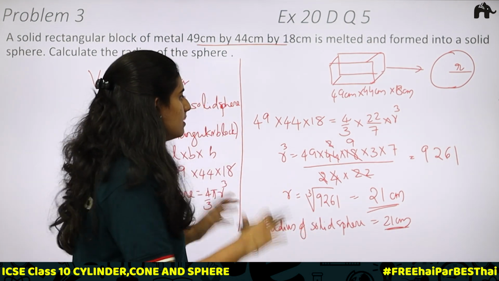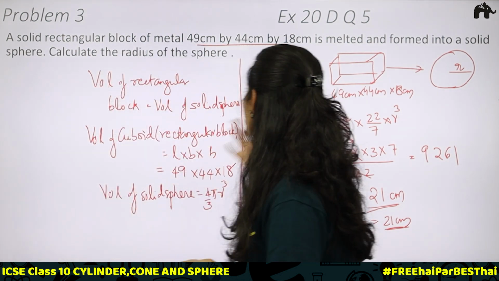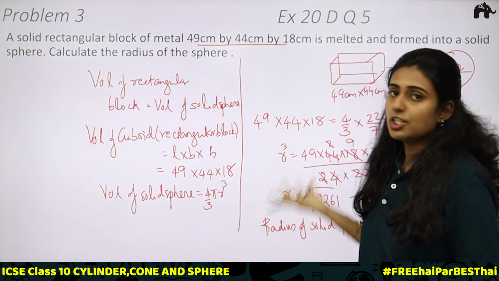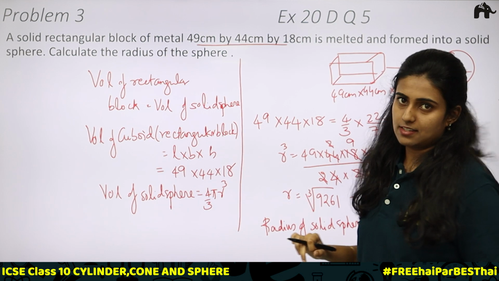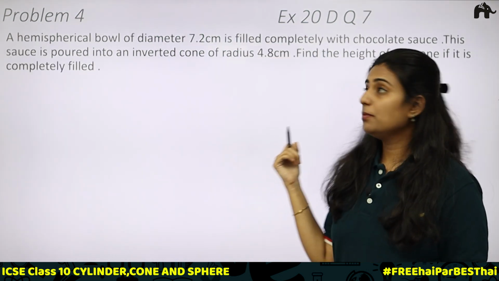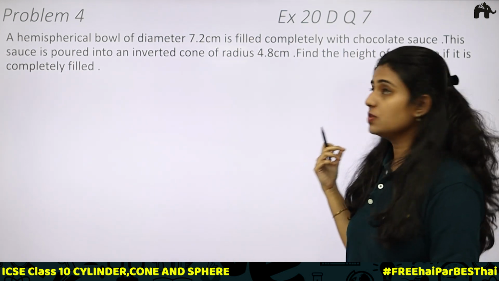Easy, right? Again, the same steps we have followed. In these cases where there is a conversion of solids, we'll be taking the volume. Clear? Problem number 4, question 7 of exercise 20D.